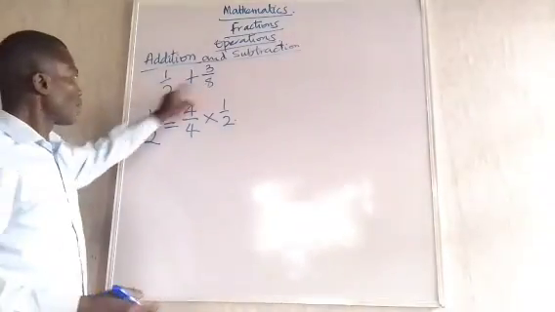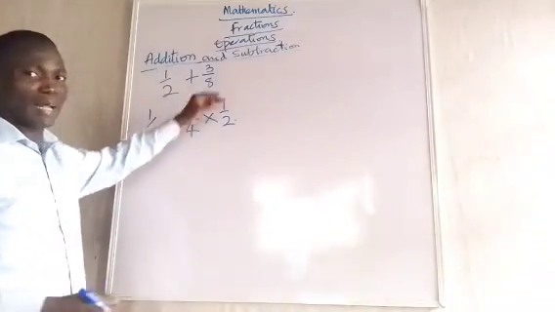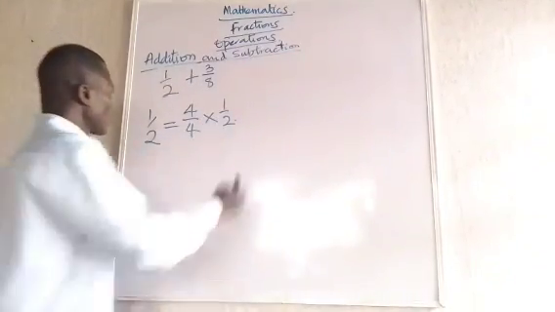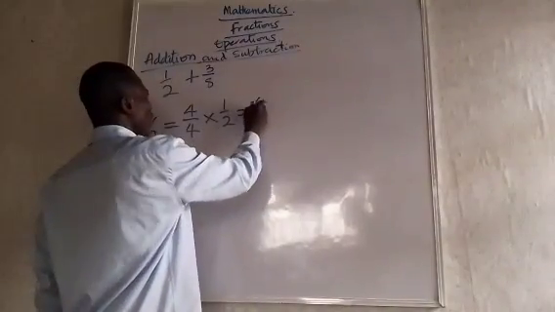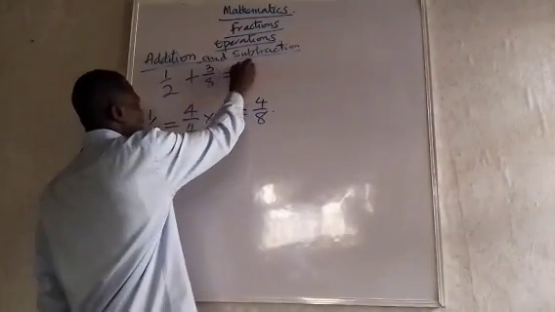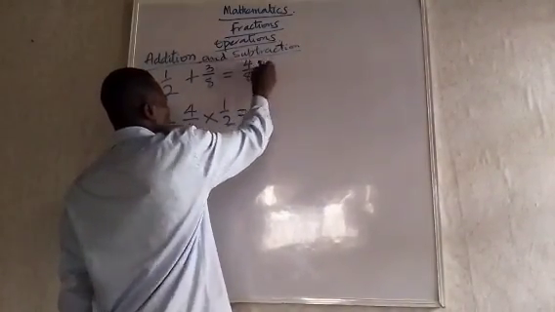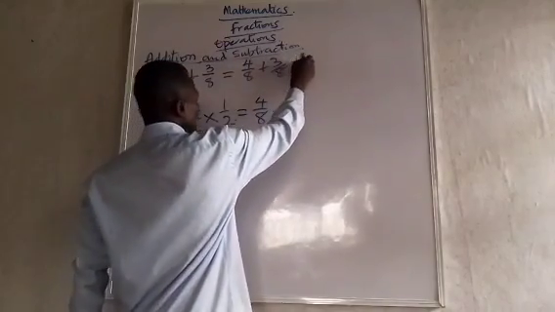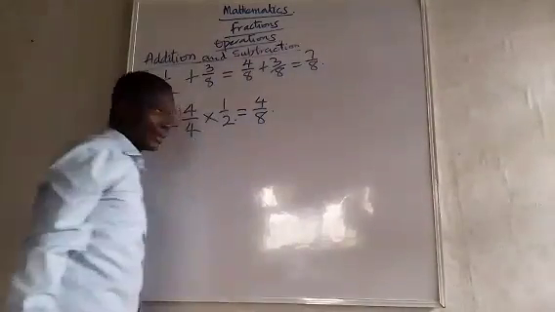I divided this one by 2. So it gives me 4. So I now multiply the denominator and numerator by 4. So this one gives me 4 over 8. So at the end of the day, I can now say it is equal to 4 over 8 plus 3 over 8, which is 7 over 8. You can see.